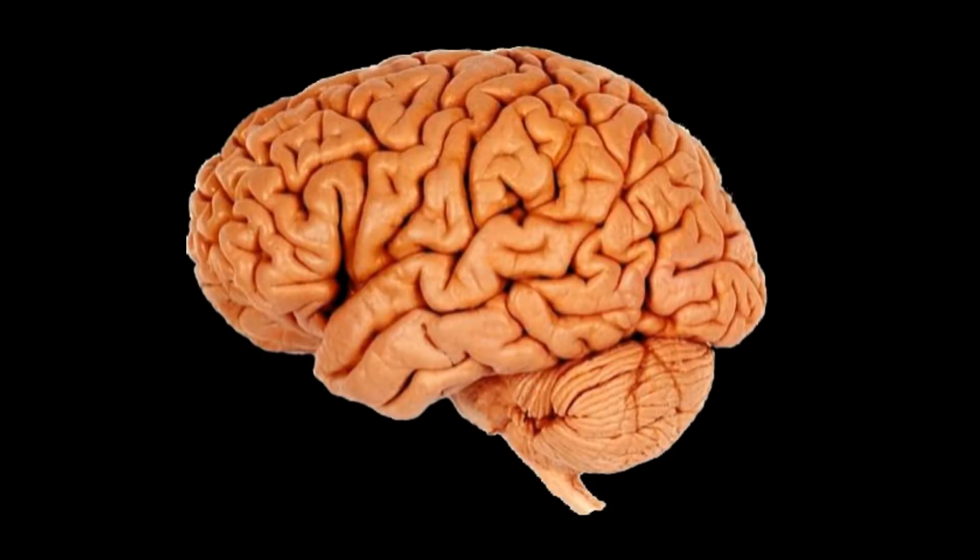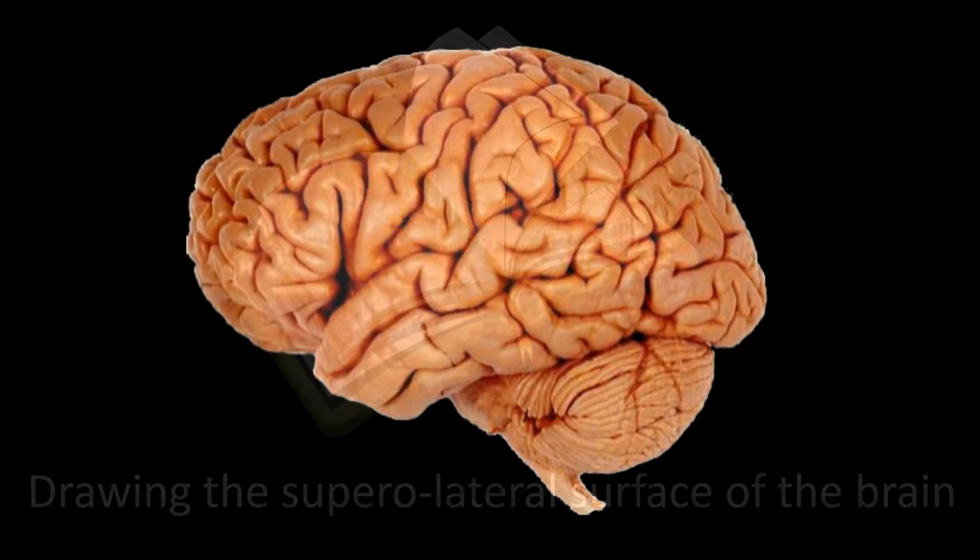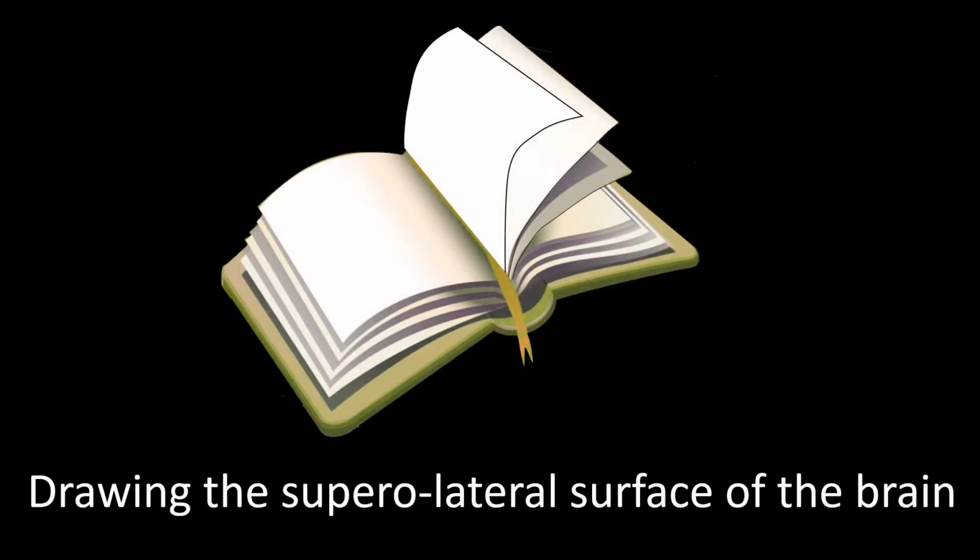This is the lateral or superior lateral view of the brain surface. I will start drawing and labeling its landmarks. Start to the right side of the page and advance the pencil forward. Then bend it down and start going backwards.